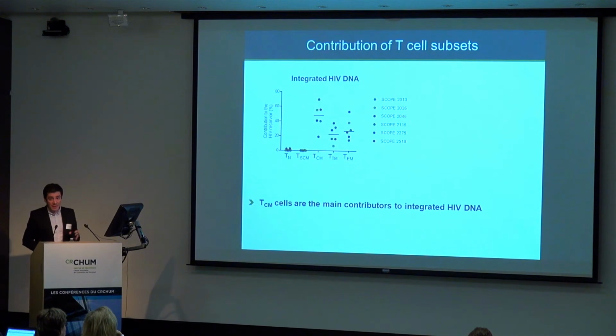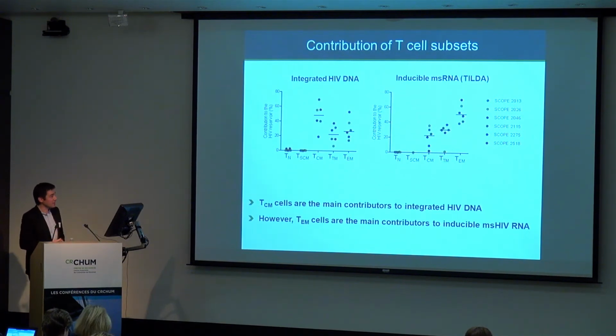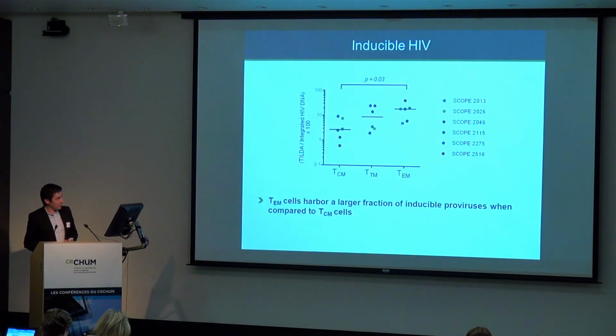Here I'm showing you the same data in a different way, which is the relative contribution of each subset to integrated HIV DNA. Pretty much as we saw in Montreal, the central memory cells seem to be, I mean, there are some exceptions, obviously, but they seem to be the major contributor to the HIV reservoir. But if you look at TILDA, the picture is quite different. We found that the contribution of effector memory cells seems to be larger for the inducible virus, suggesting that those effector memory cells actually harbor a larger fraction of the real virus after very prolonged therapy.